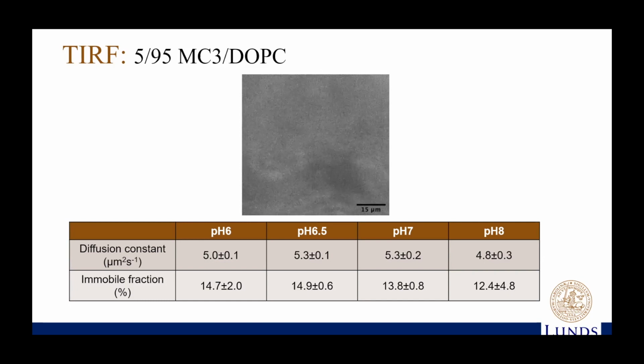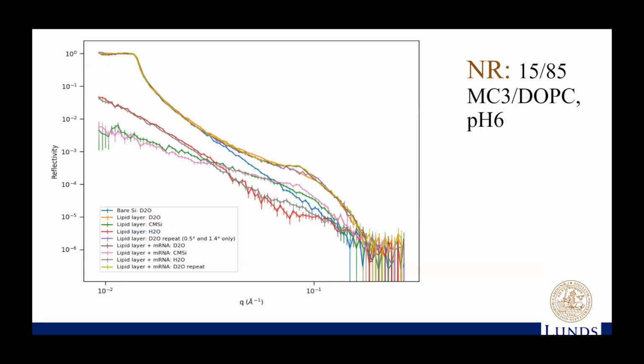So then we also did some reflectometry measurements where we measured the same lipid compositions, but only pH 6 and pH 7, and this time with mRNA. And what was interesting this time is that after addition of mRNA to the lipid layers, we saw changes for both pH 6 and pH 7 for 15% MC3, but only in pH 6 for 10% MC3, and not for any of the others.